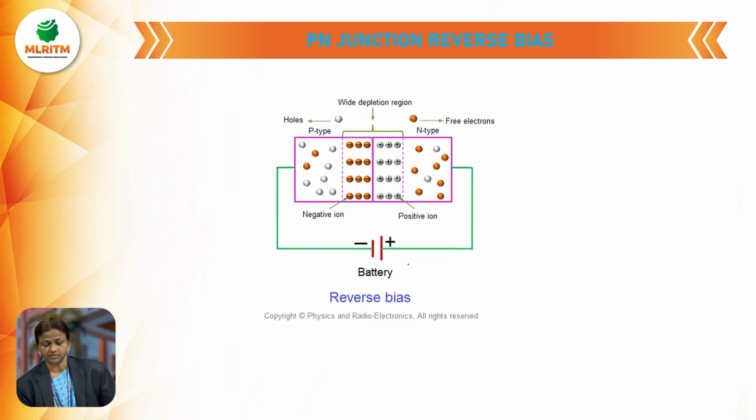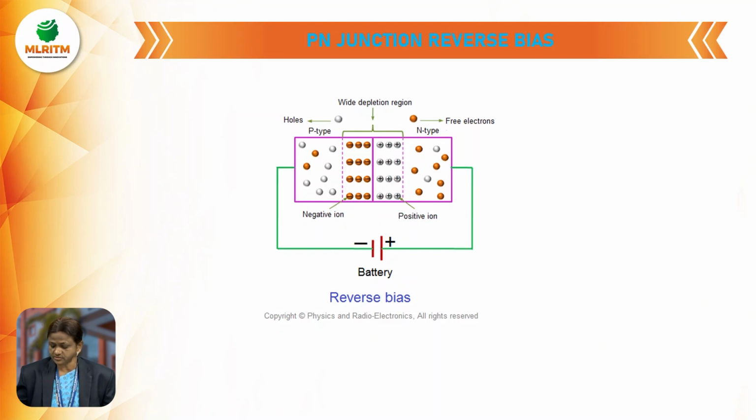VR is nothing but reverse voltage. This voltage is denoted as VR, meaning whenever the PN junction diode is in reverse bias, that voltage is denoted as VR. As VR value increases, more holes are attracted towards the negative terminal of the battery, and more electrons are attracted towards the positive terminal of the battery. So, the width of the depletion region increases. As VR value increases, the width of the depletion region also increases.